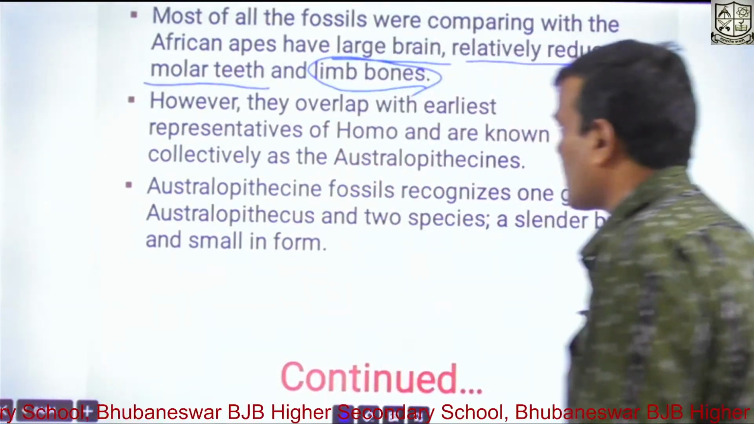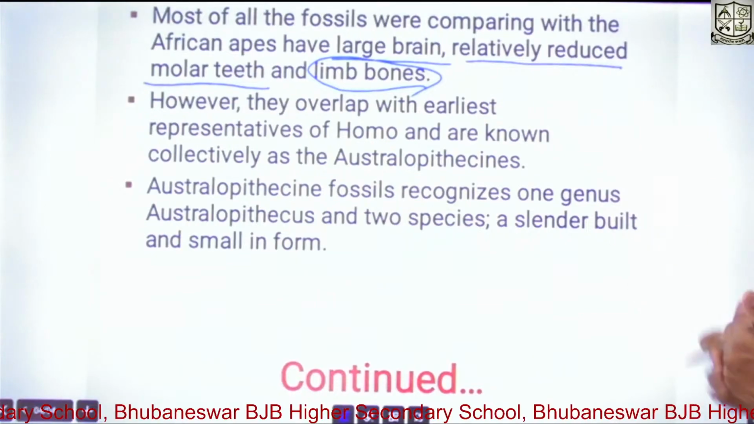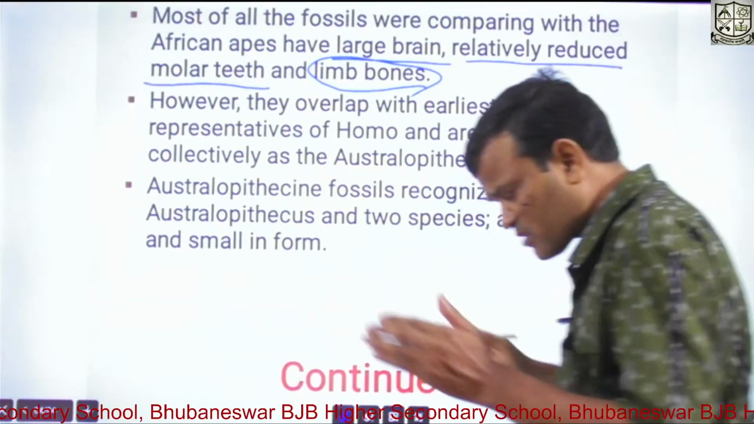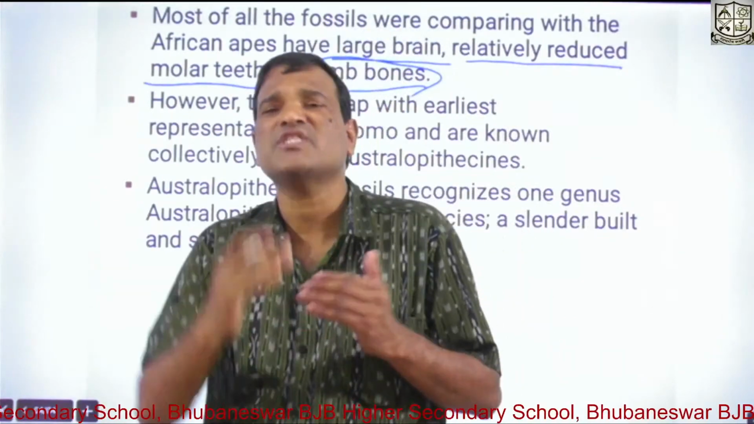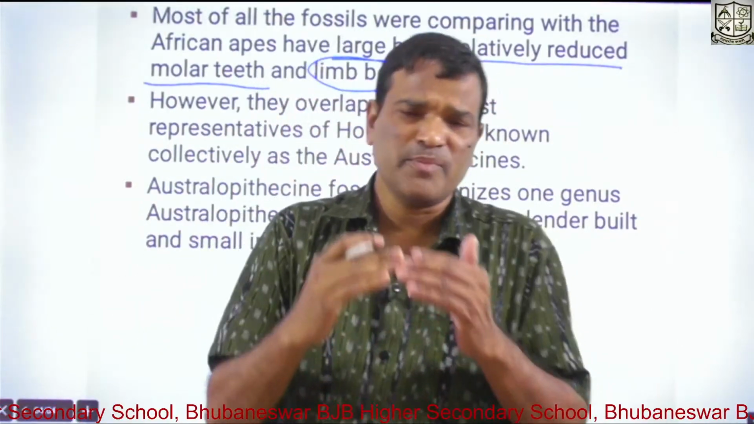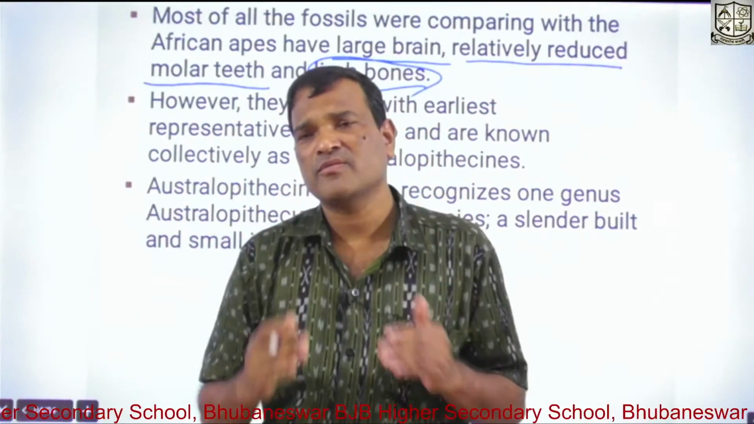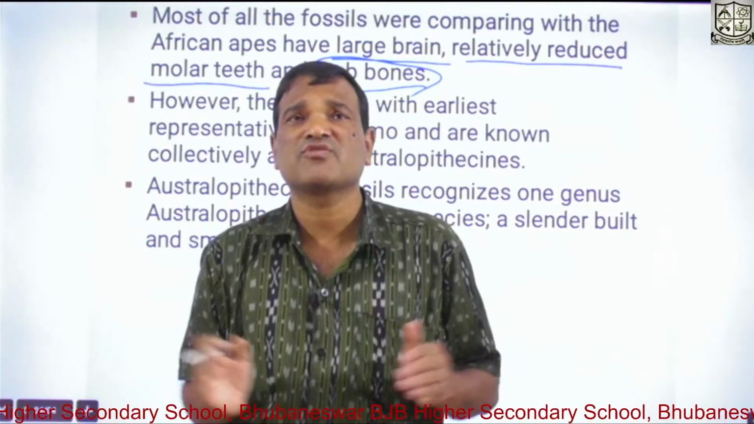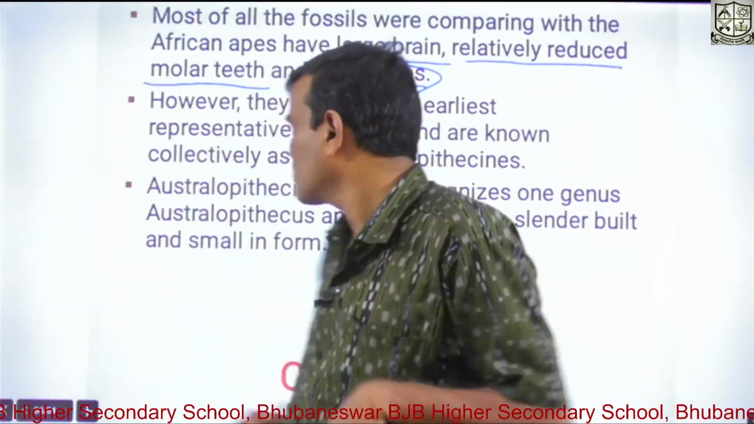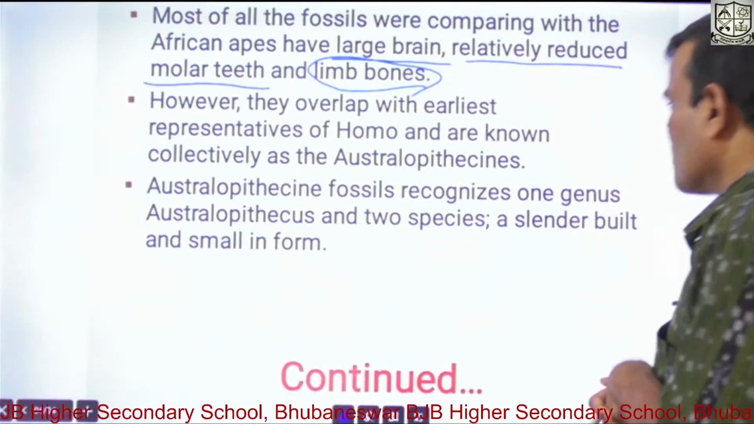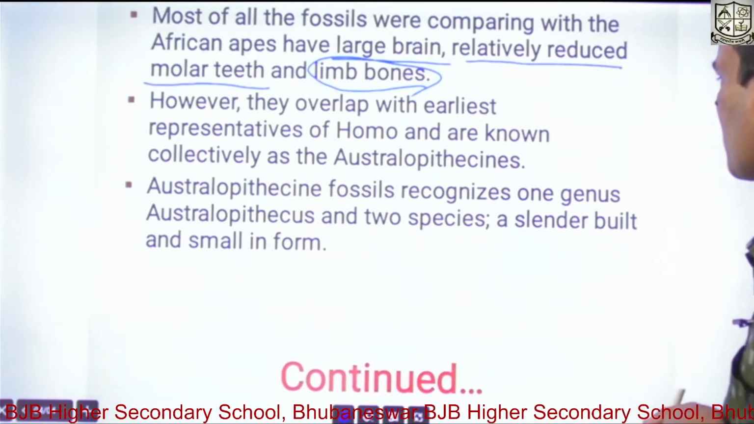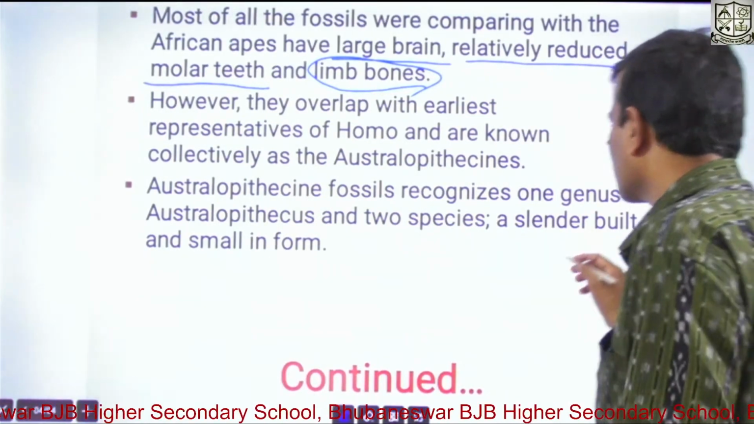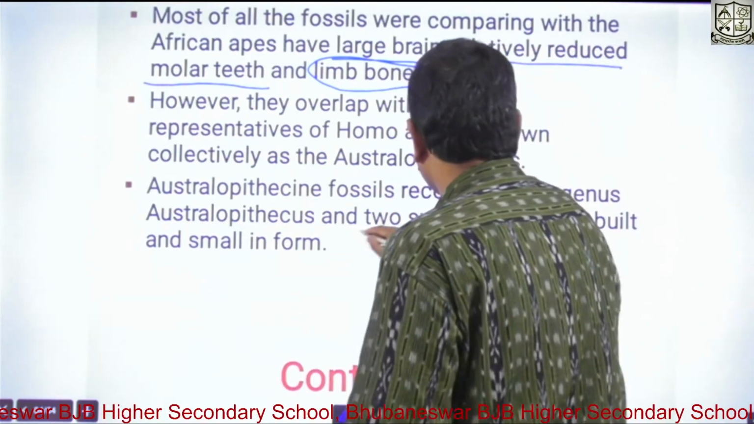However, they overlap with the earliest representations of Homo and are known collectively as the Australopithecine. Because of these anatomical characteristics, all the fossils, from a general viewpoint, come under the group known as the Australopithecine. Australopithecine fossils recognize one genus, Australopithecus, and two species.